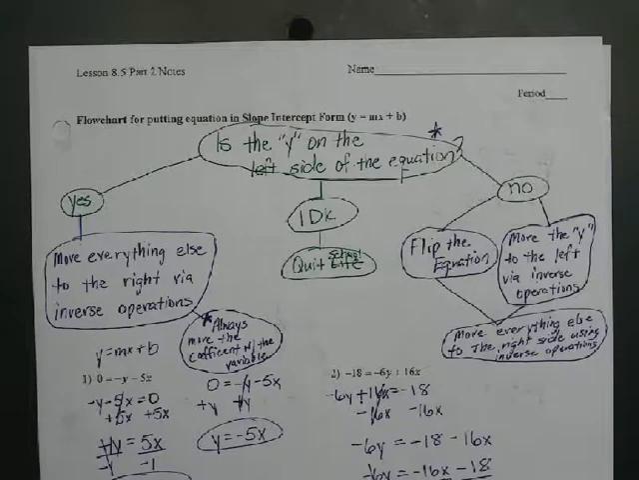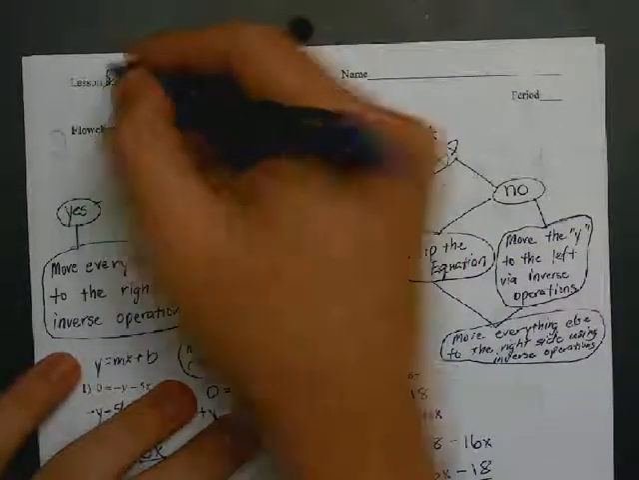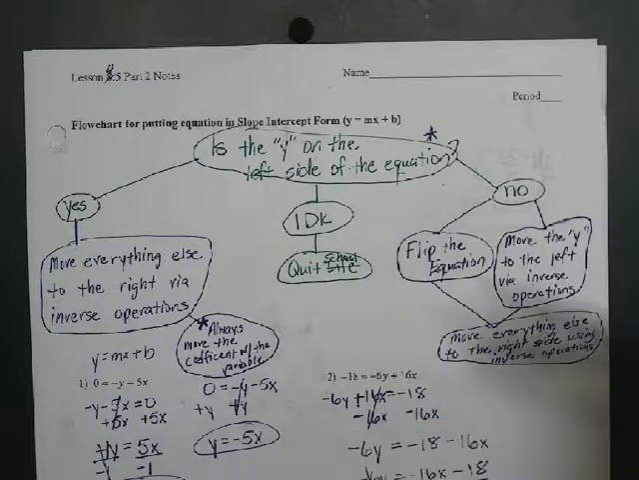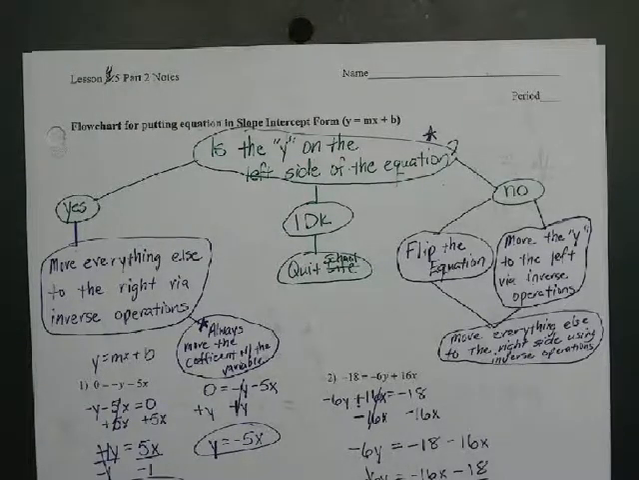I have 8.5 on the notes, but it should actually have been 4.5, part 2. So again, this right here is the flow chart for moving any equation to slope intercept form. So if you ever want to reference that, feel free to come back and pause it during that part. Maybe take a picture of it or something like that.